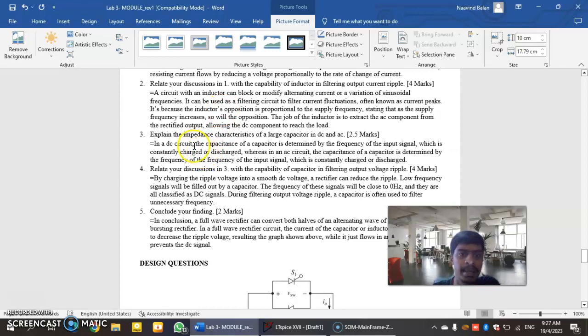Explain the impedance characteristics of the large capacitor in DC and AC. In a DC circuit the capacitor is constantly charged or discharged, whereas in an AC circuit the reactance of a capacitor is determined by the frequency of the input signal, which is constantly charged or discharged, and the capacitor also charges and discharges.